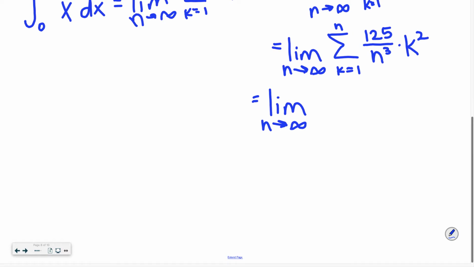All right, so now I know that since I'm adding up from k equals 1 to something, this 125 over n cubed doesn't matter, right? But we do want the sum of k squared. What is the sum of k squared?